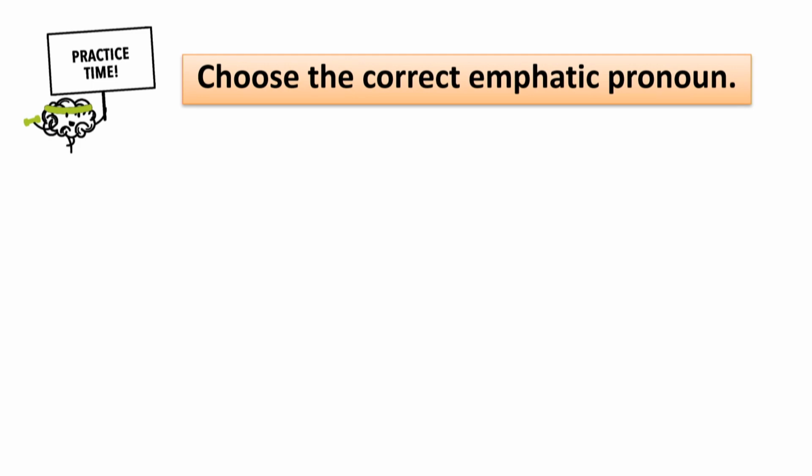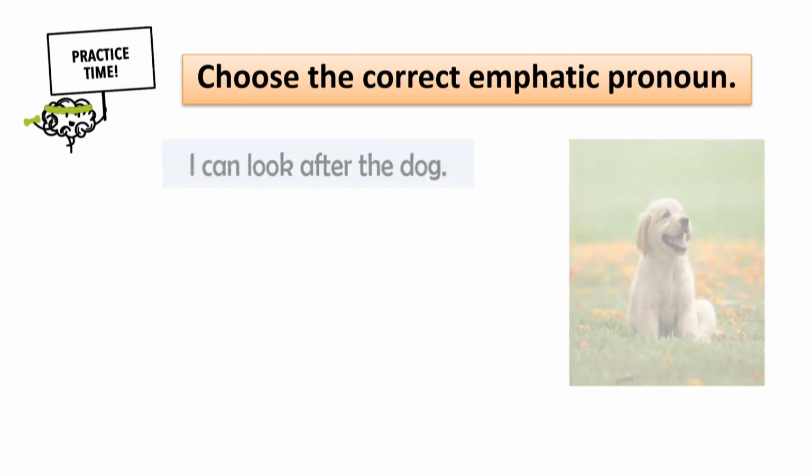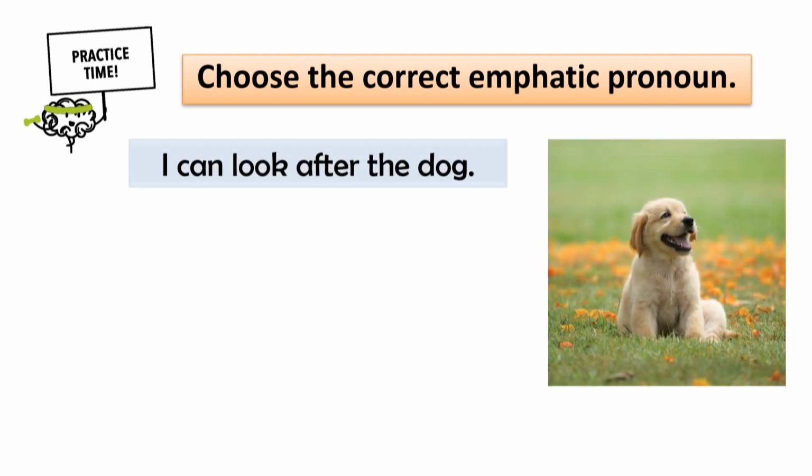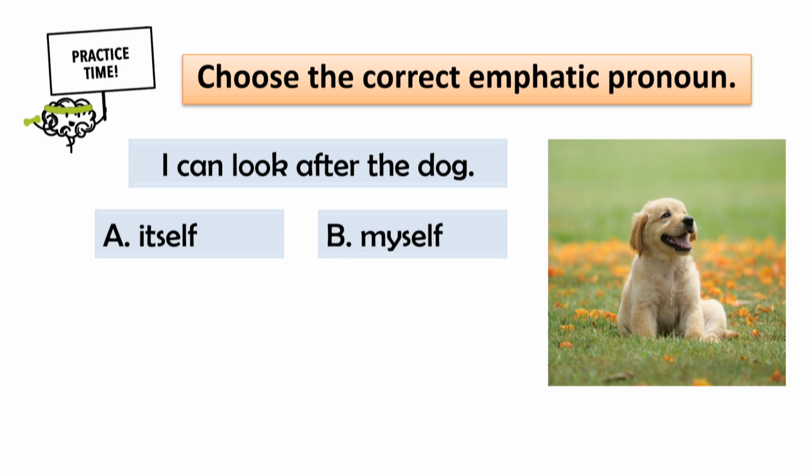Choose the correct emphatic pronoun if you want to emphasize that I alone can look after the dog. I can look after the dog. Would you choose A, itself, or B, myself? Wonderful! It is B, that is, myself. I can look after the dog myself.